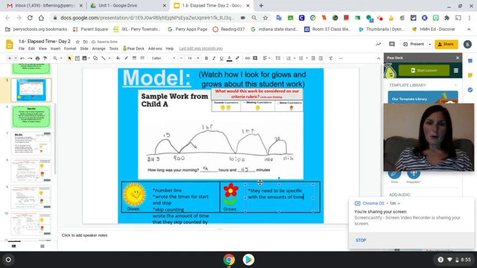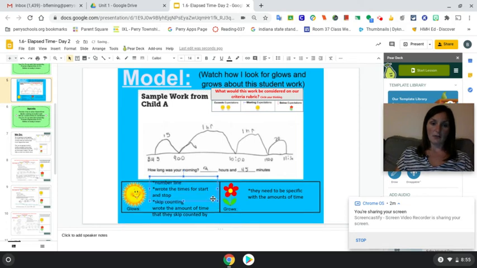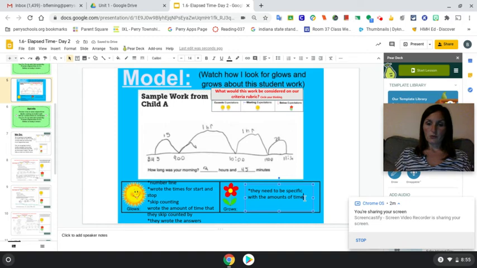I also don't really know how they ended up with this answer of 2 hours and 45 minutes. I'm glad that they wrote an answer, so I'm going to add that over here, that they did write an answer on the lines. But in my grow, I'm going to write that I don't know how they got it. Where is the work on how they got their answer? I'm assuming they added 30 plus 15, but it's not shown anywhere on here. And I know 1 plus 1 is 2, but again, they didn't write it.